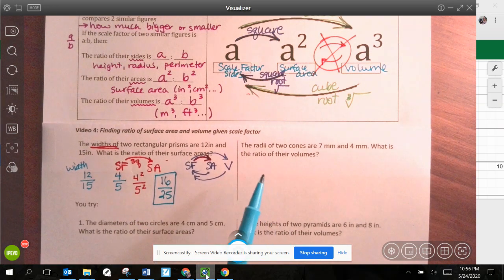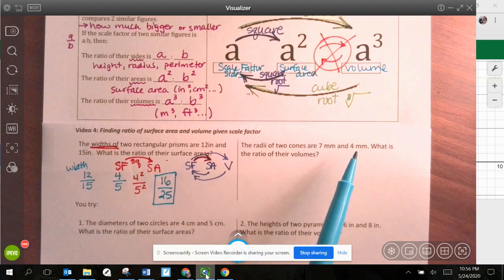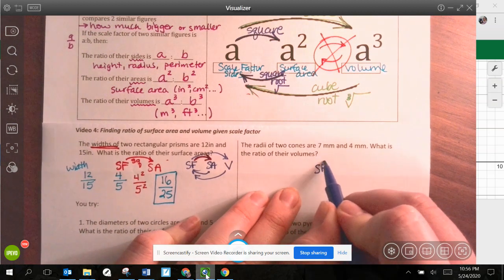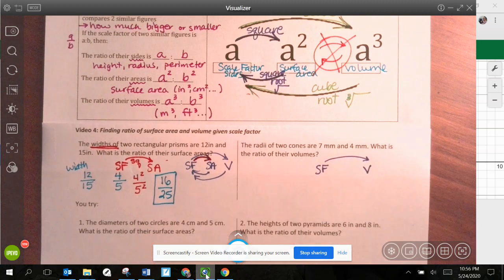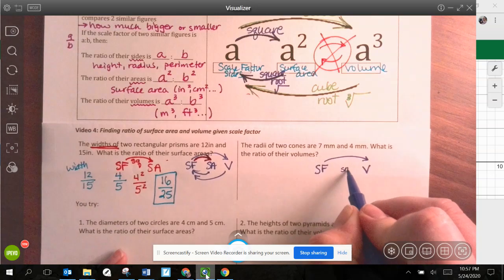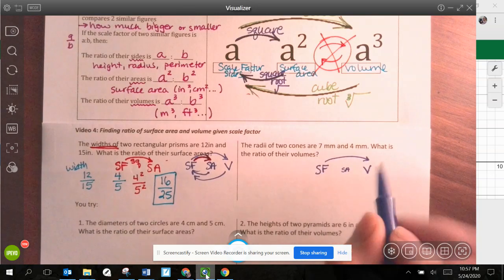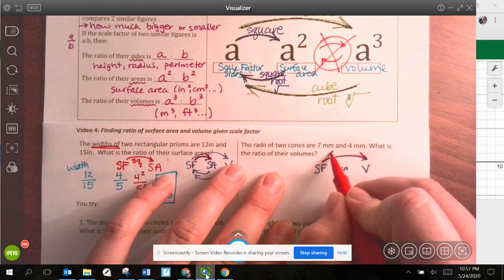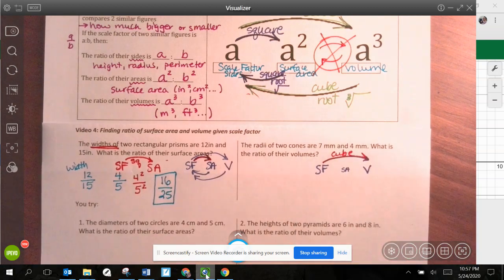My next question gives me the radii of two cones, 7 millimeters and 4 millimeters, and it wants the ratio of the volumes. So this time, I'm going from scale factor to volume, skipping surface area. And to do this, according to that eyeball up top, I have to cube it.